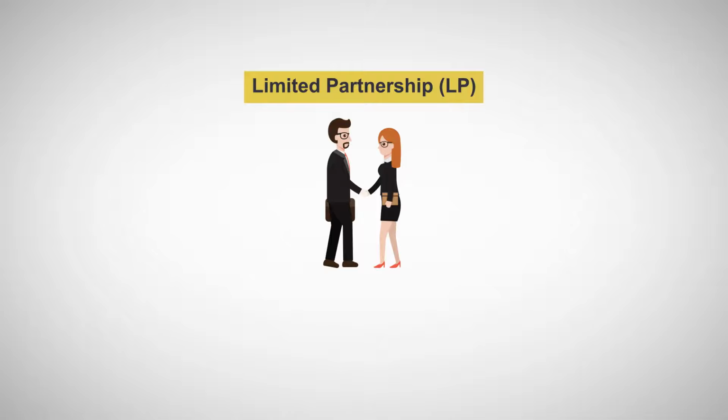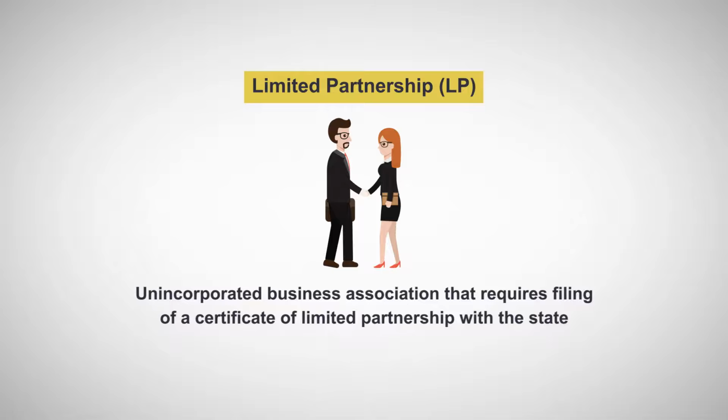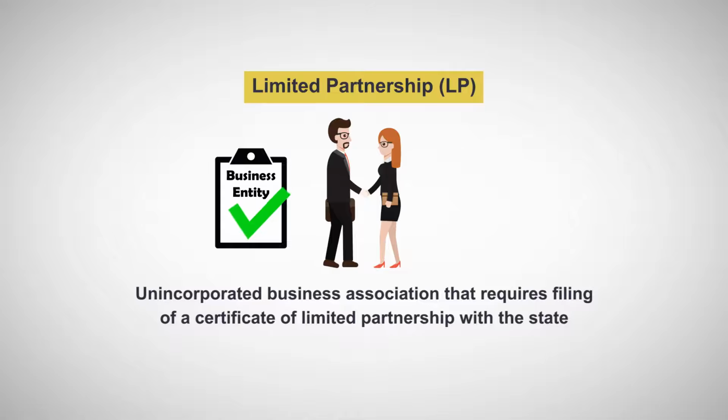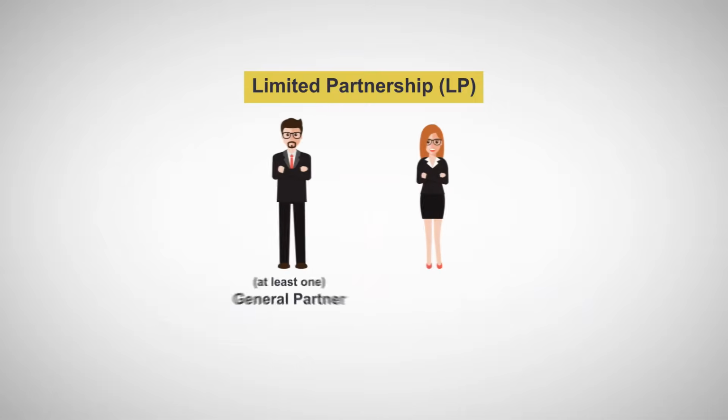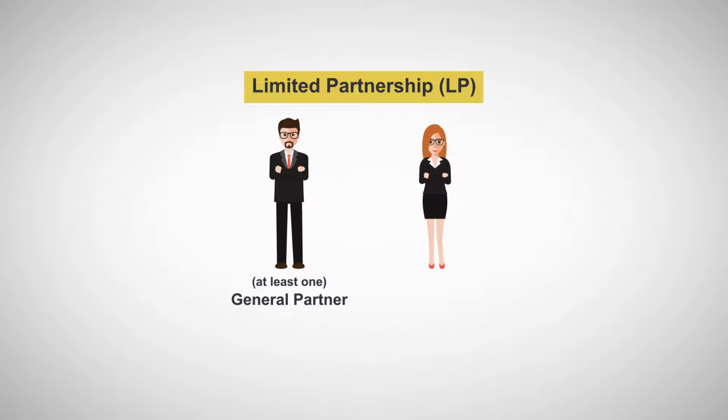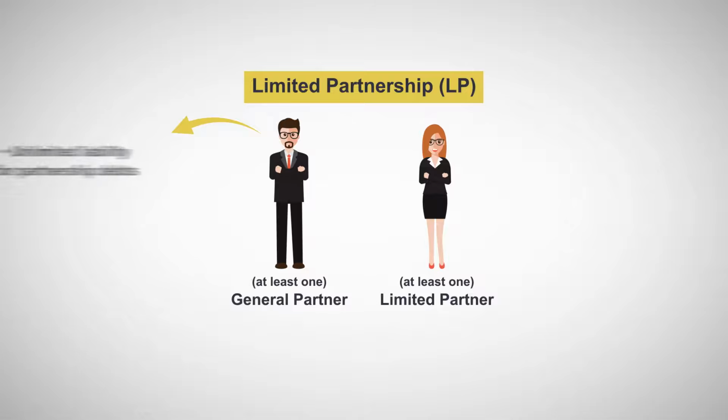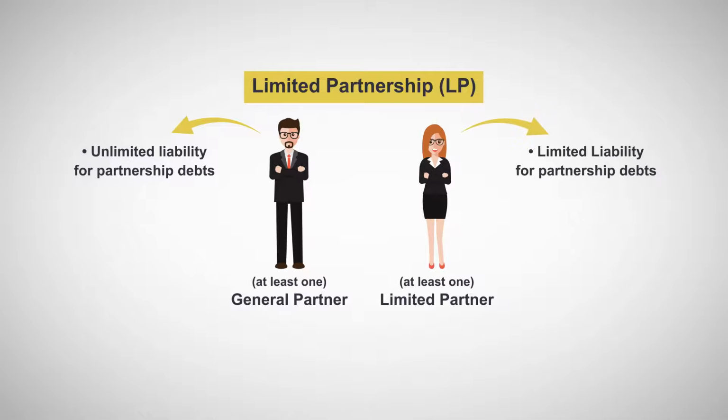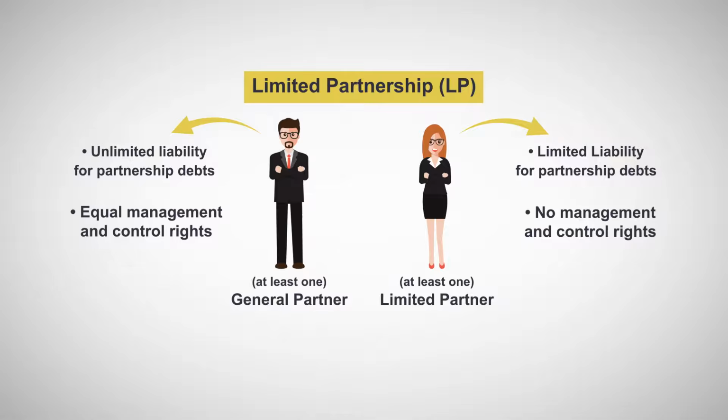A limited partnership is an unincorporated business association that requires filing of a certificate of limited partnership with the state. Each limited partnership must have at least one general partner and at least one limited partner. The main characteristics of the limited partnership are general partners have unlimited liability for partnership debts, while limited partners have limited liability. General partners have equal management and control rights, while limited partners have no management and control rights.